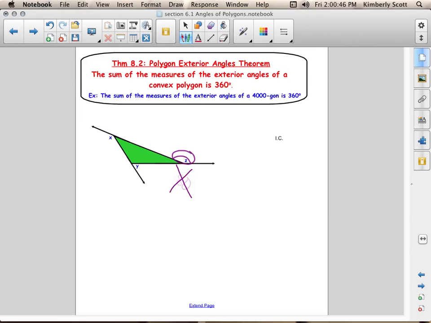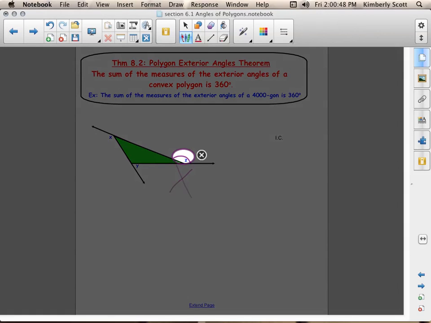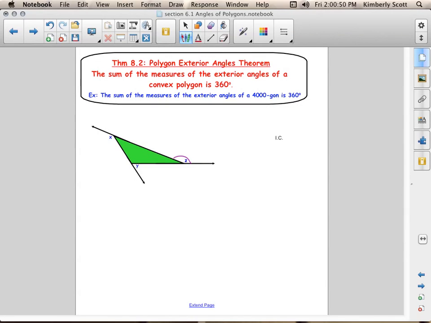This is an exterior angle. Same thing over here. If I extend this one, I have 180 degrees here, which I don't care about. This one right here is the angle I care about. And the same thing, I can extend this one, and 180 degrees, not my exterior angle. The x here, though, is my exterior angle. There's other ways to do your exterior angles.